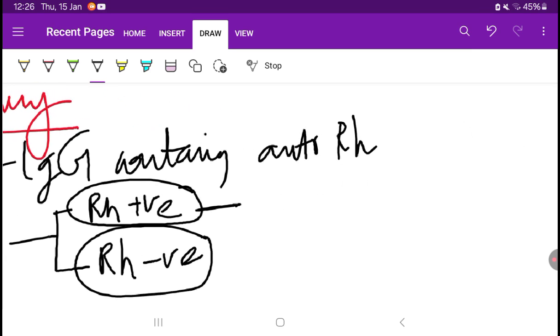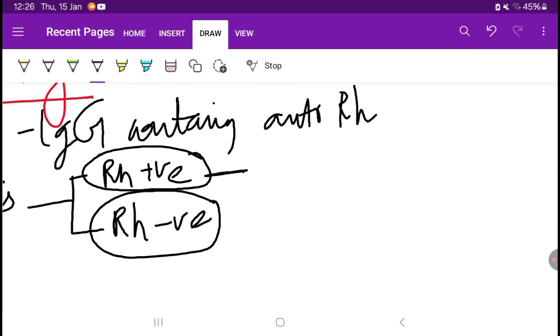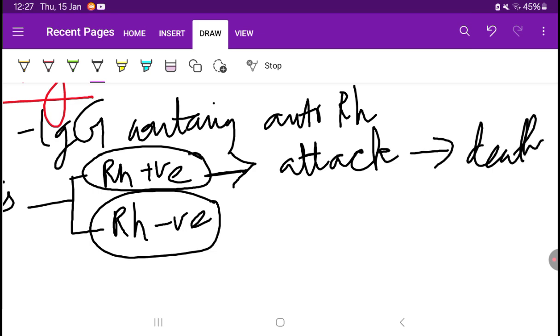in this condition this antibody will recognize it, as it contains the memory of the first interaction with the antigen, and it will attack Rh positive blood, and it leads to the death of the baby, of the second baby.